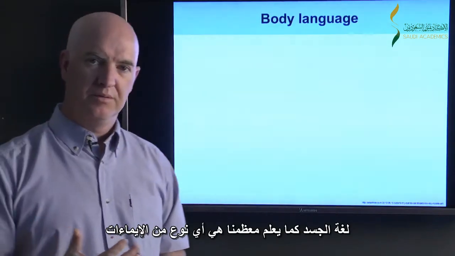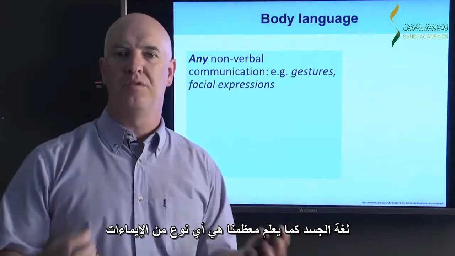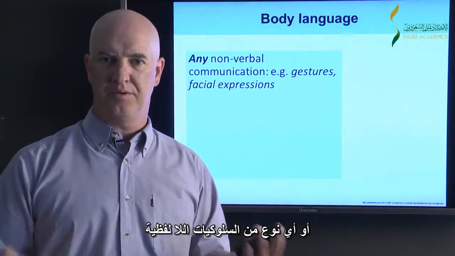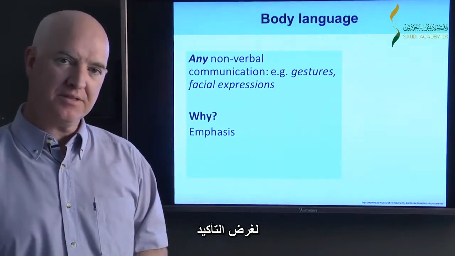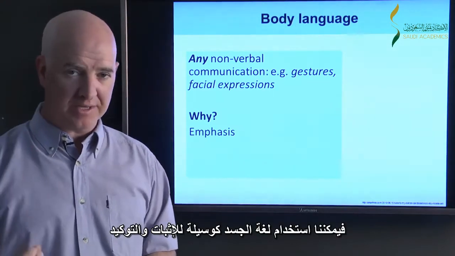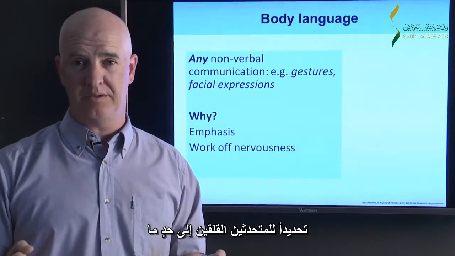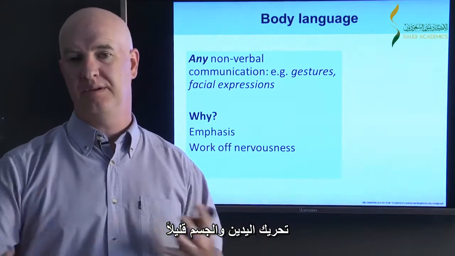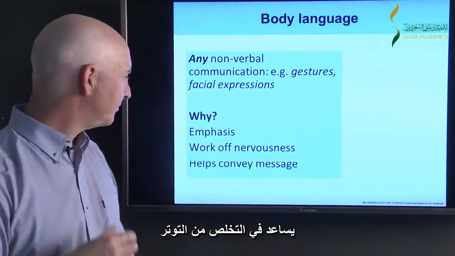Body language is essentially, as most of us know, any type of non-verbal gesturing or any type of non-verbal behaviour. Why do we talk about this so much? It's for emphasis. We can use body language as an emphatic device. It can help work off nervousness, particularly if you're a bit of a nervous speaker. Moving your arms, moving around a bit tends to work off some nervous energy.